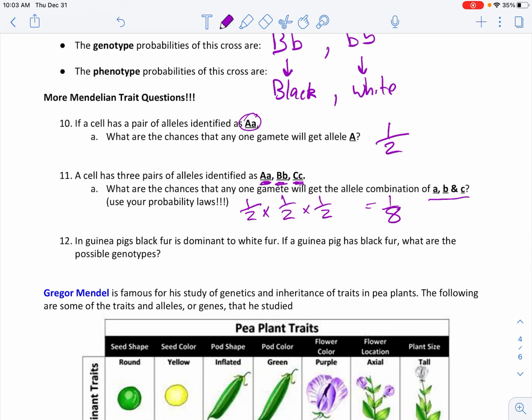In guinea pigs, black fur is dominant to white fur. We've already said that, but I stated it again here. If a guinea pig has black fur, what are the possible genotypes? Well, that's up top on the sheet as well, but the genotypes for black fur are either heterozygous black or homozygous black.